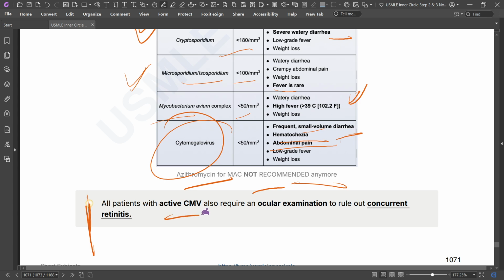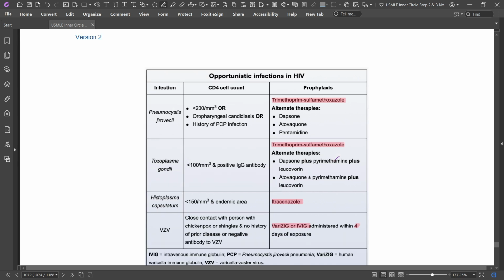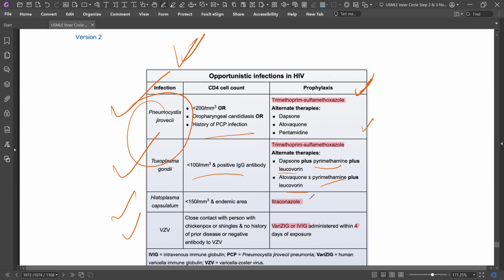All patients with active CMV require an ocular examination to rule out concurrent retinitis. Opportunistic infections in HIV include Pneumocystis, Toxoplasma, Histoplasma, and VZV. With a CD4 count less than 200, or a history of Pneumocystis pneumonia, trimethoprim-sulfamethoxazole is the prophylaxis. Alternatives are dapsone, atovaquone, and pentamidine. For Toxoplasma gondii, with multiple ring-enhancing lesions, dapsone plus pyrimethamine plus leucovorin, or atovaquone and pyrimethamine plus leucovorin, can be given as alternative therapy.